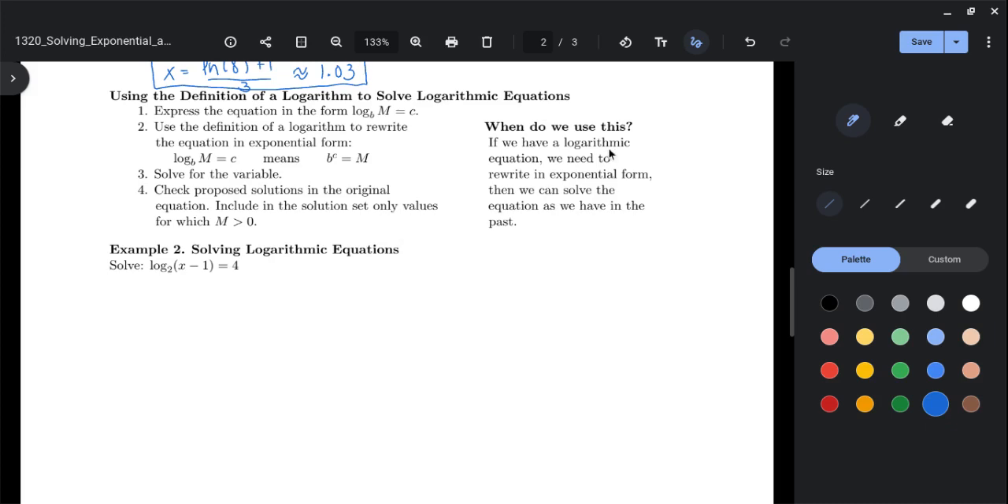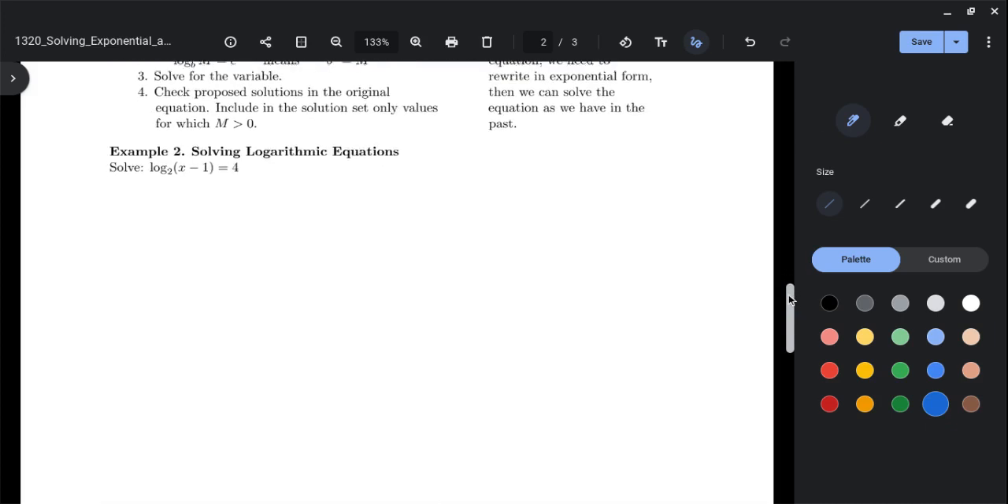All right, so when do we use this? If we have a logarithmic equation, so in other words, if we see log or ln in our equation, we're going to use this to rewrite in exponential form and then solve the equation just like we've done in the past. So let's go ahead and look at an example.